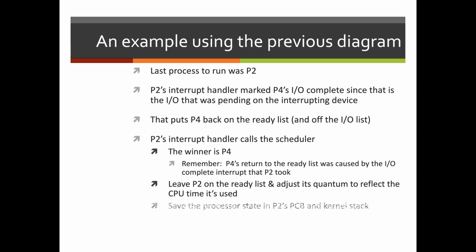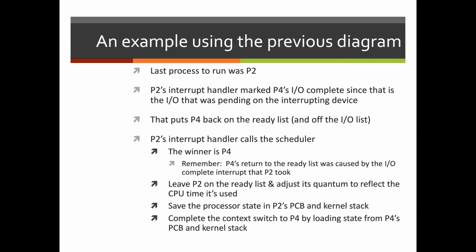So the processor state in P2's PCB and kernel stack is saved. And then we complete the context switch to P4 by loading state from P4's PCB and kernel stack. This results in us returning from the interrupt using the currently loaded state as well. And so this provides an overview of how scheduling would work with regards to the round robin approach to scheduling.